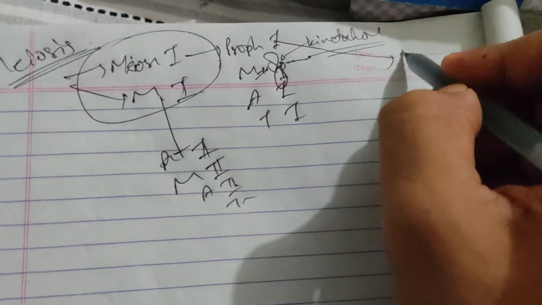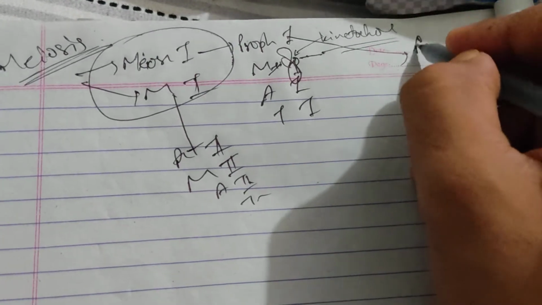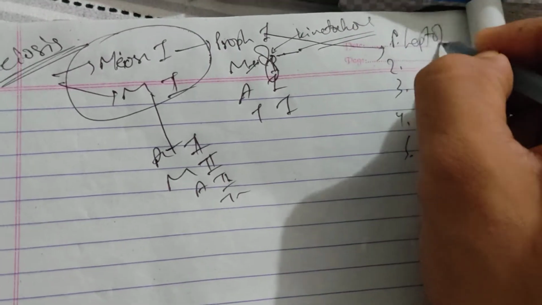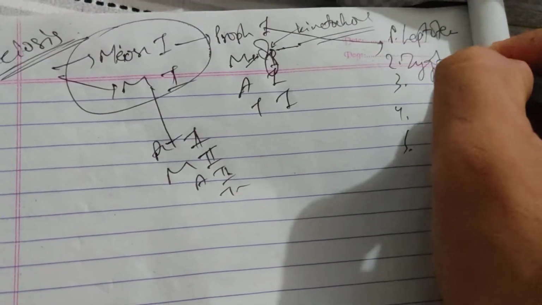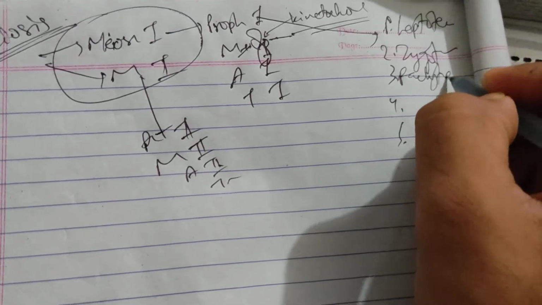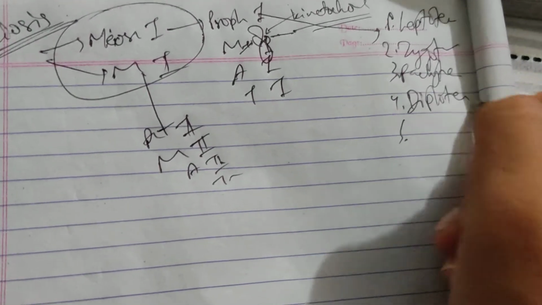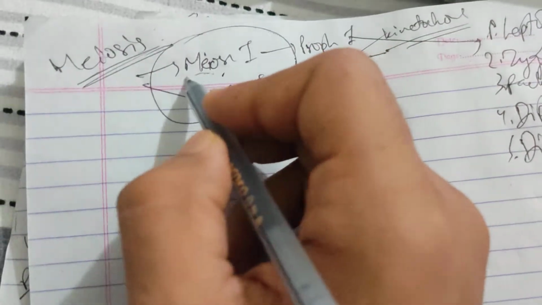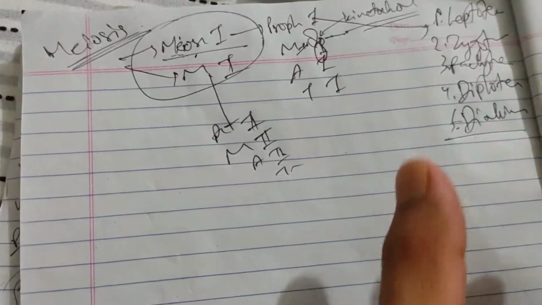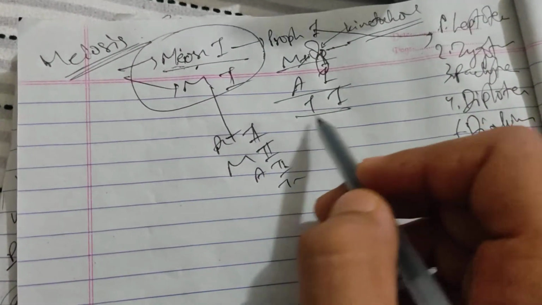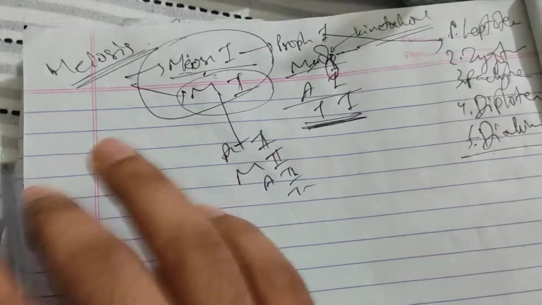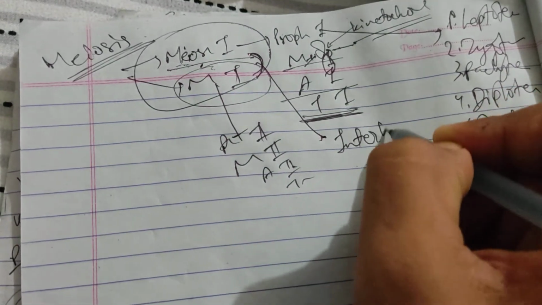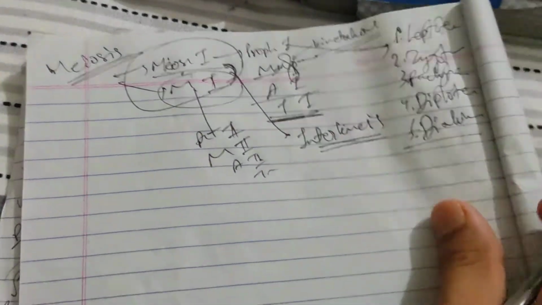Prophase 1 has 5 stages. First of all is leptotene, zygotene, pachytene, diplotene, and diakinesis. Now, you need to understand that after meiosis 1 has happened, after diakinesis, and then metaphase 1, anaphase 1, telophase 1 have happened, and meiosis 2 is about to start, the phase between them is known as interkinesis. Okay, we'll understand this step by step.